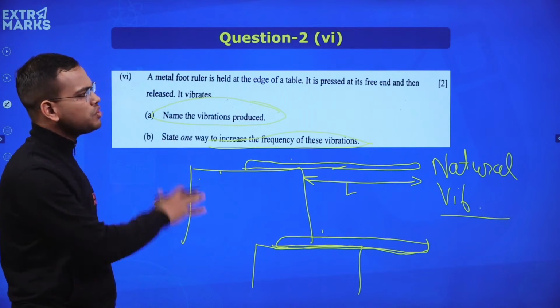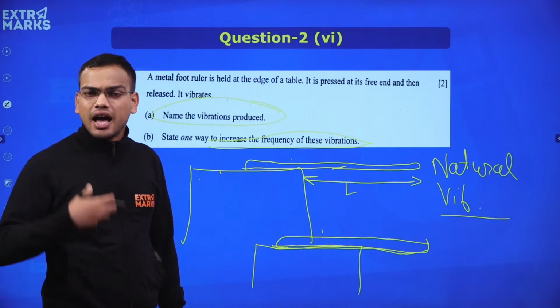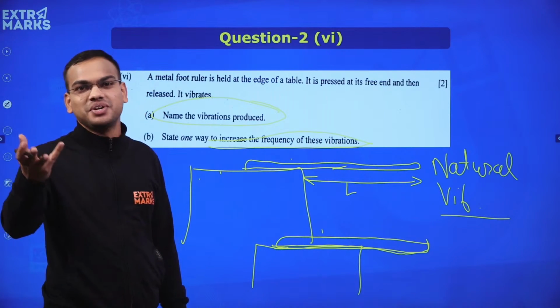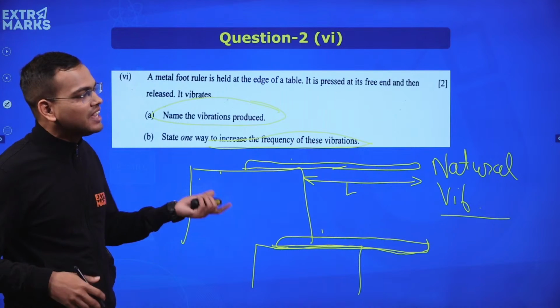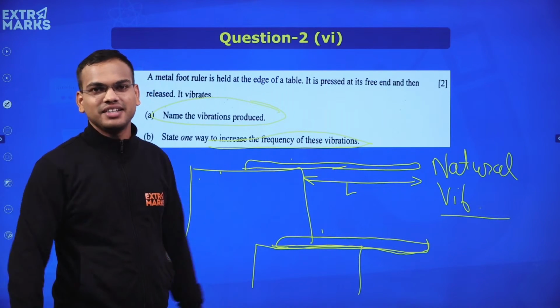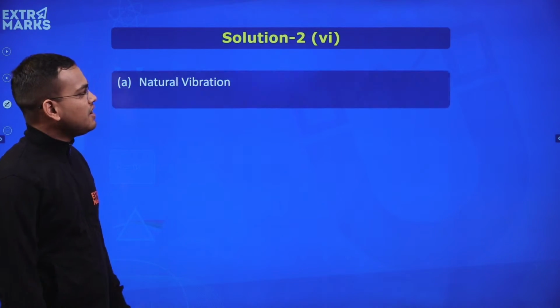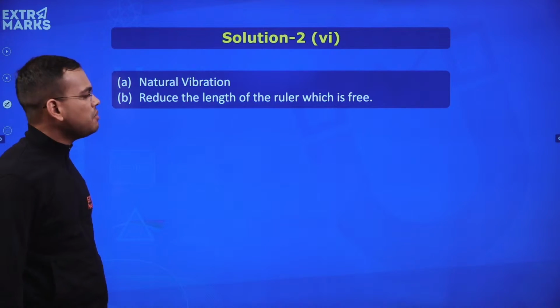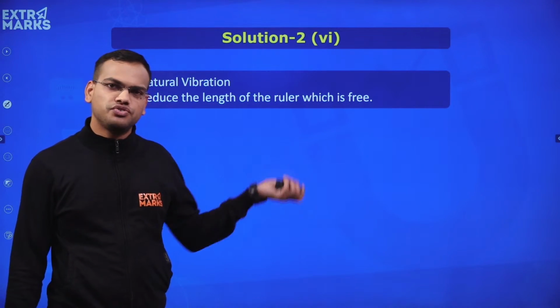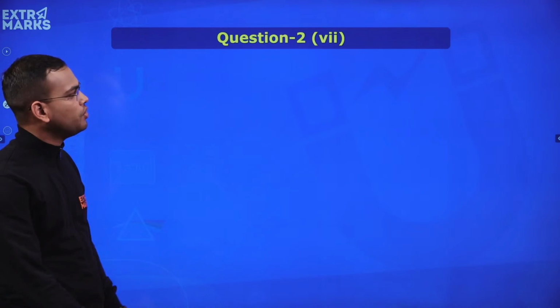Okay, so this is how this question is done. Very simple question, application based question, activity based question I'll say. This question is actually checking whether you are good at doing activities in your classroom as well. Okay. Now let's come to the next question. Yes, the answer was natural vibration and you have to reduce the length of the ruler which is free, then definitely the frequency will be more.